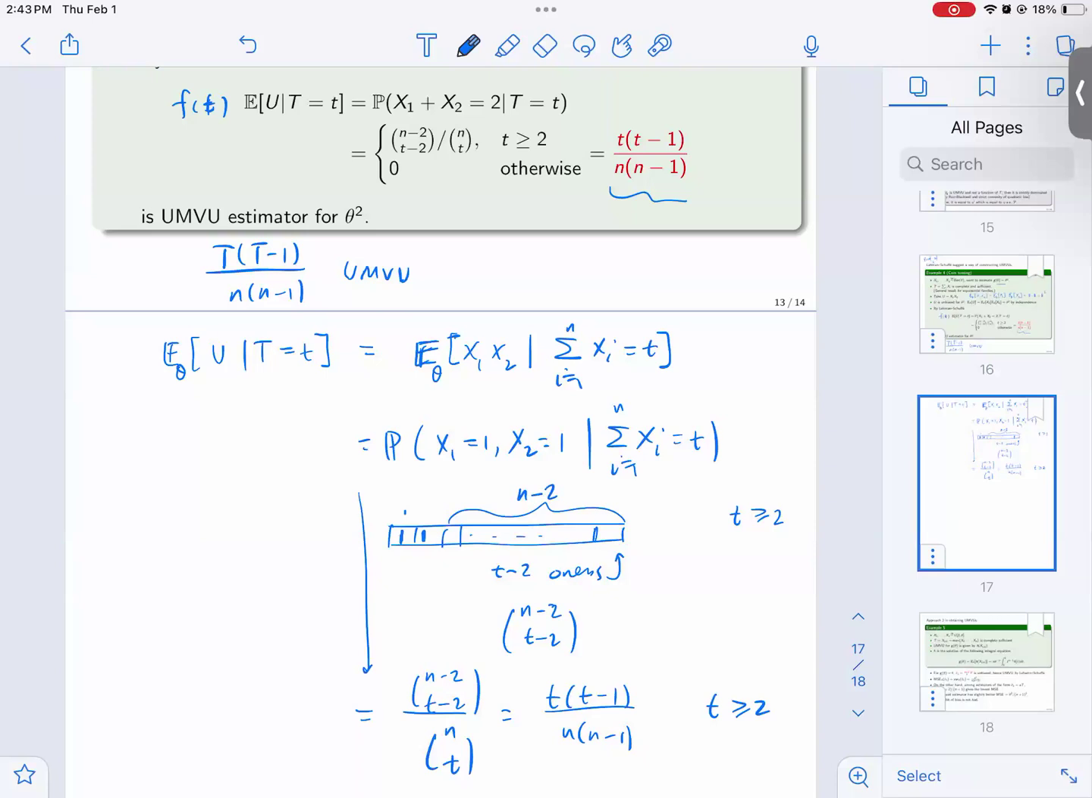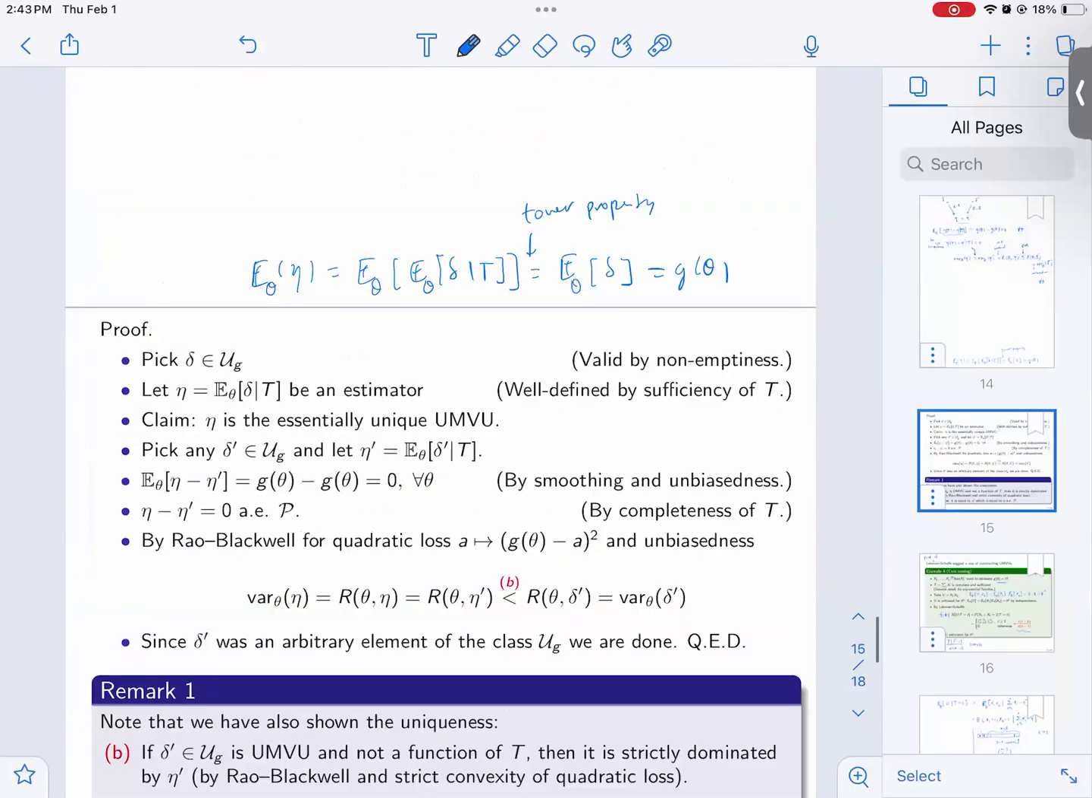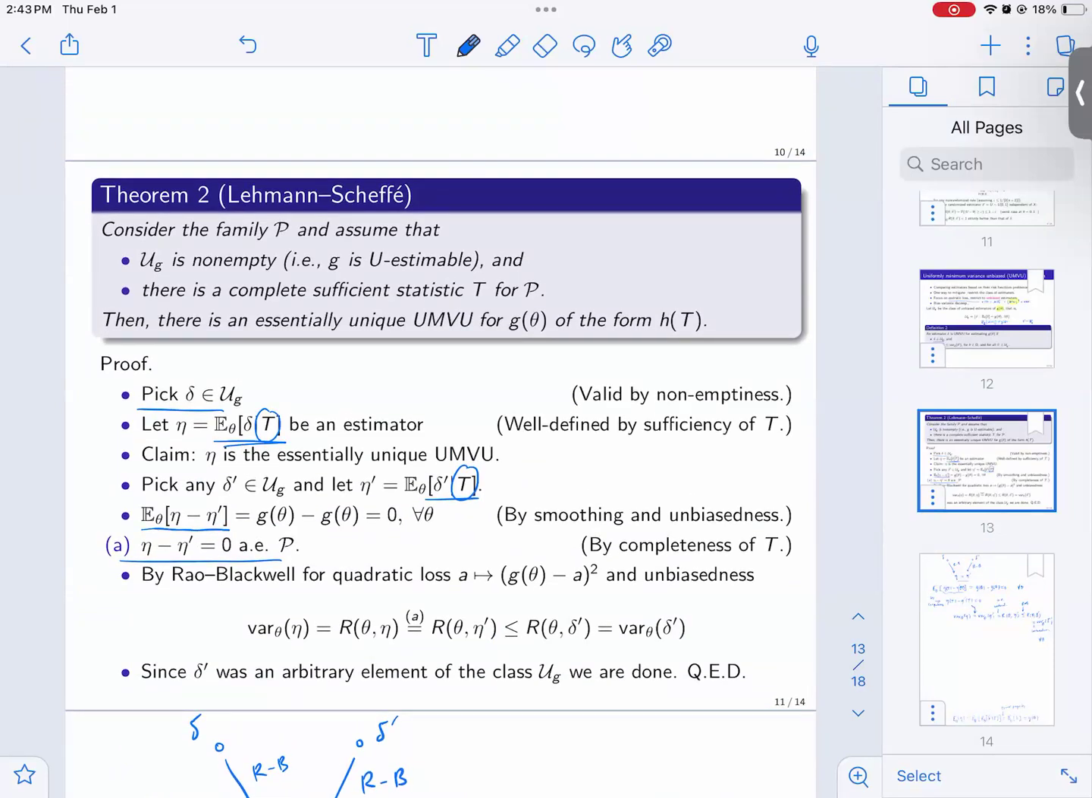Any other questions? Yes. From the theorem that we use, we're just requiring that there exists a complete sufficient statistic. Yes, and that there exists at least one unbiased estimator. Could there be more than one complete sufficient statistic, and would you get to the same result?